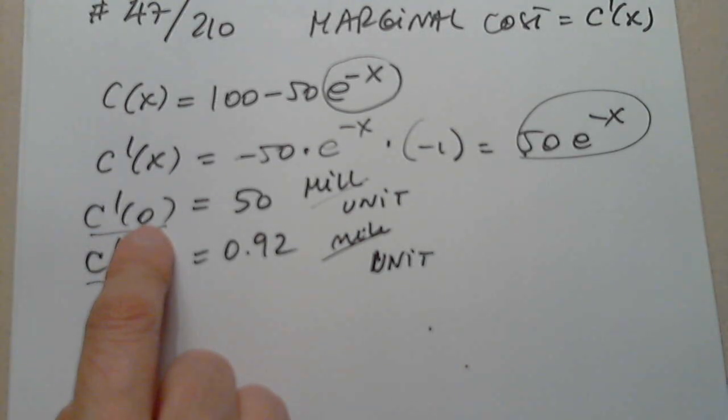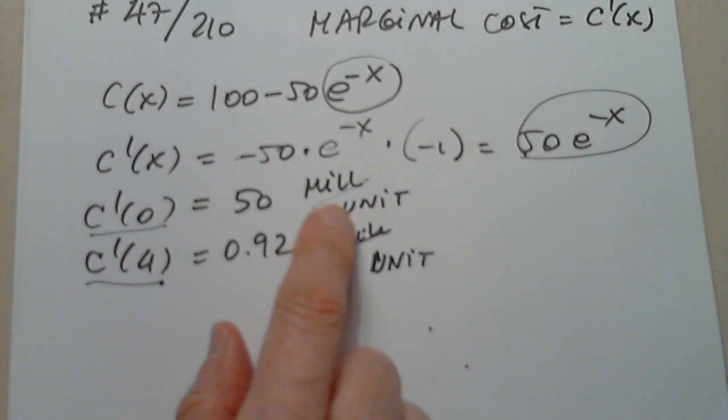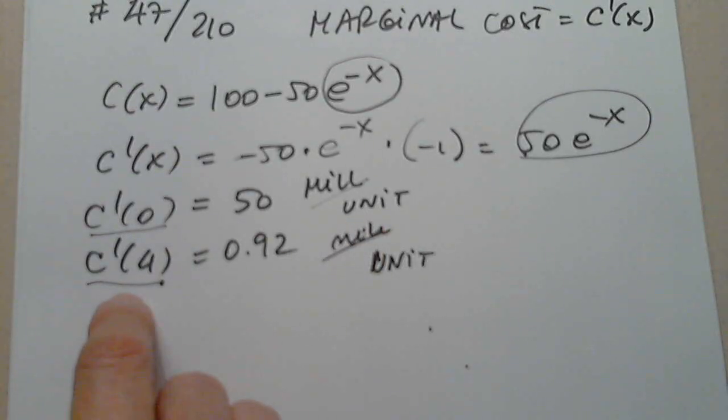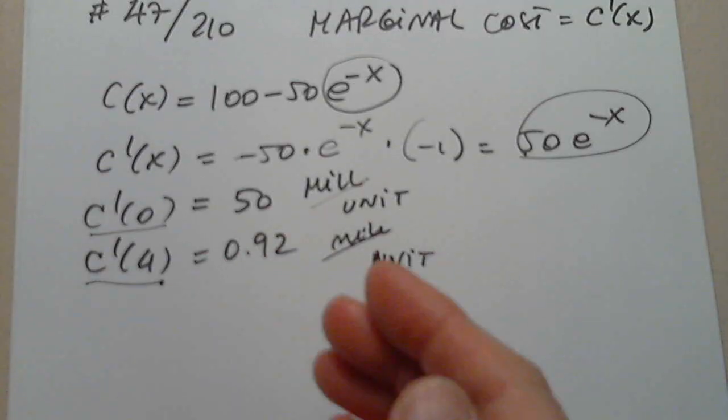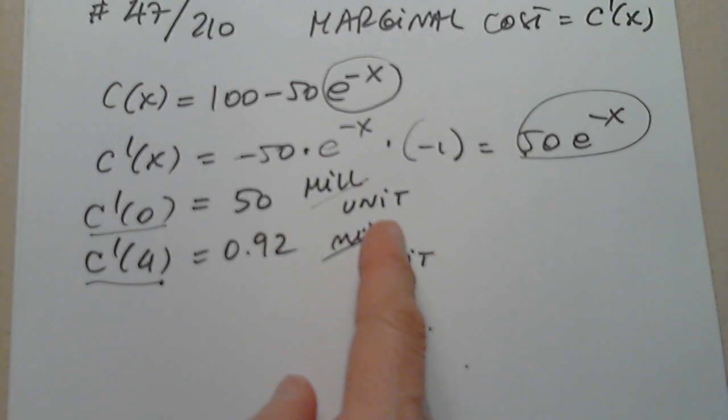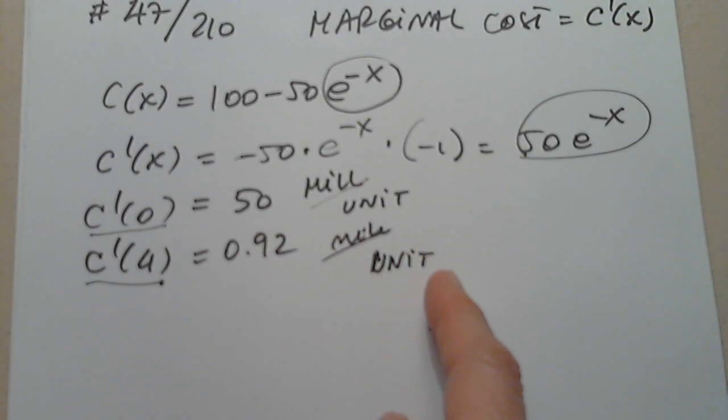So when we manufacture 0, 50 million per unit. When we manufacture 4 units, the rate of change of the cost is $0.92 million per unit.